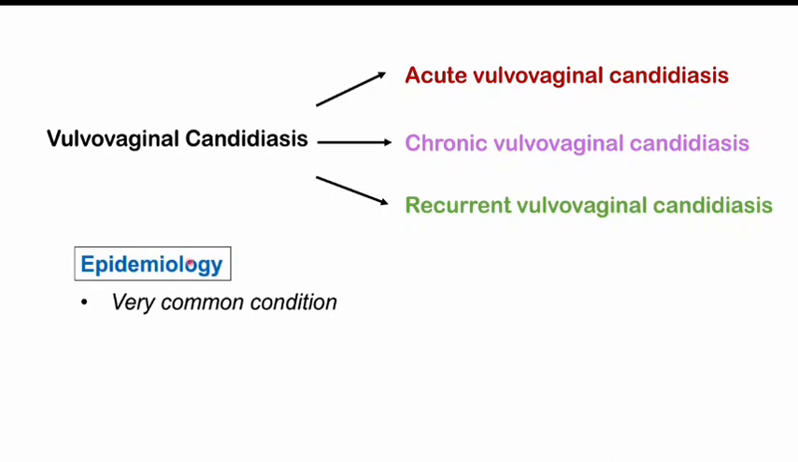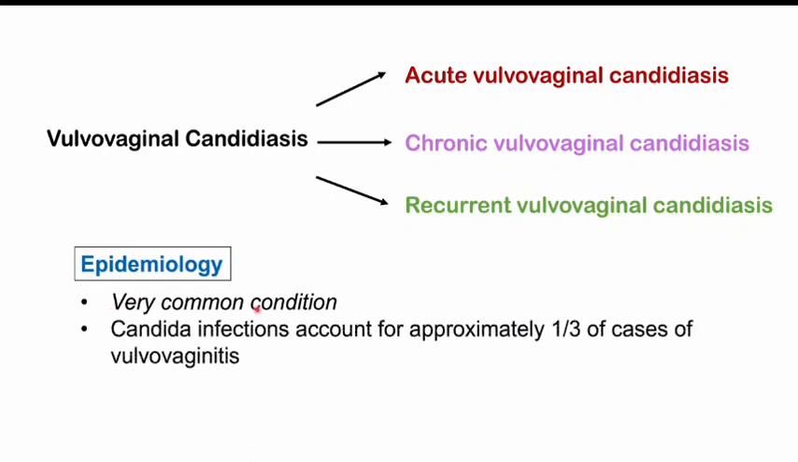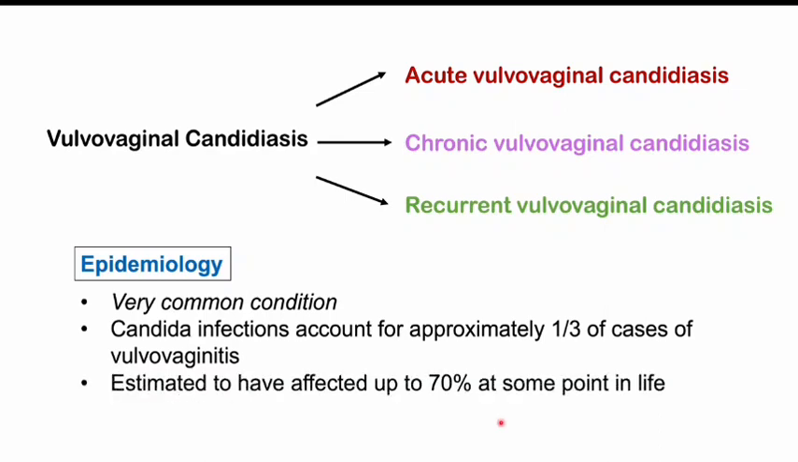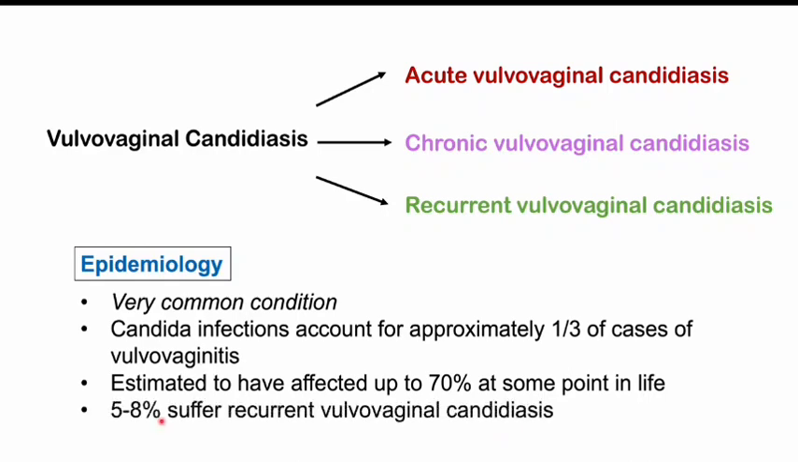Now, vulvovaginal candidiasis is a very common condition. And as mentioned before, Candida can be a cause of vulvovaginitis. Again, that's an inflammation of the vulva and the vagina. And Candida infections account for approximately 1/3 of cases of vulvovaginitis. And this condition is so common, in fact, that it is estimated that up to 70% of females will have vulvovaginal candidiasis at some point in their life. And 5 to 8% will suffer from recurrent vulvovaginal candidiasis. And we'll talk about some of the reasons why they may suffer from this more often than other individuals.